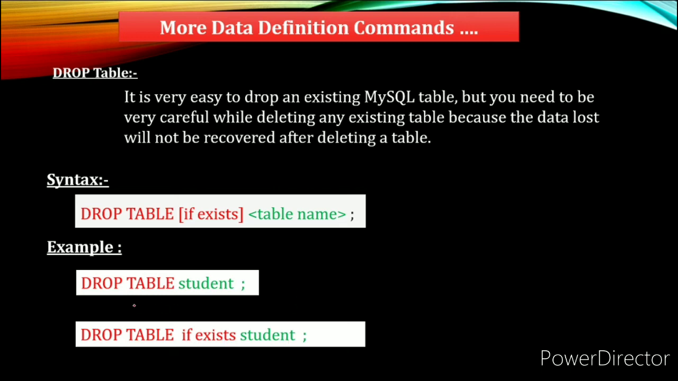So what is the difference between both statements? If you don't write if exists and the table does not exist in your database, then the system will throw an error. But if you write if exists, then it will first check whether the table exists or not. If the table exists, then it will drop the table from the database. But if it does not exist, then the system will not generate any error. Let's do it practically.